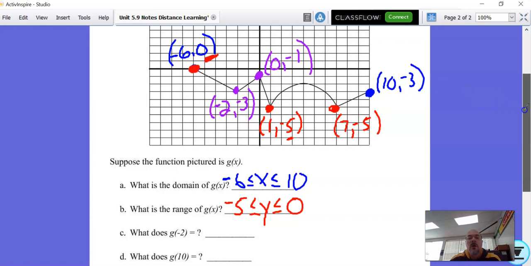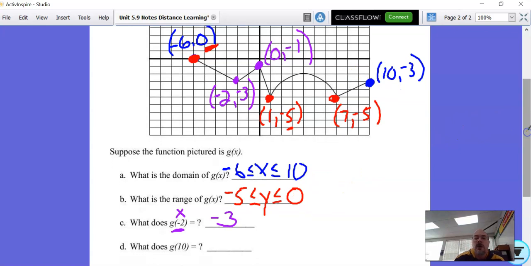So this is saying x is negative 2, folks. I just figured that out. So when x is negative 2, what's its partner? Negative 3. Okay, I'm not going to write the ordered pairs for this one. I'm just going to write the answer. Okay, the next one says, well, what's 10's partner? Again, that's x is 10. Well, when x is 10, we see over here that its partner is negative 3 also.